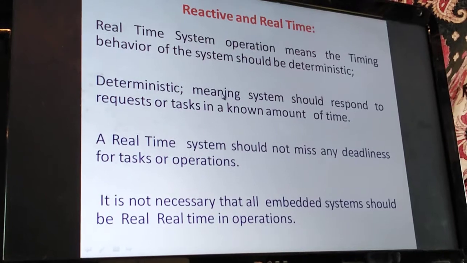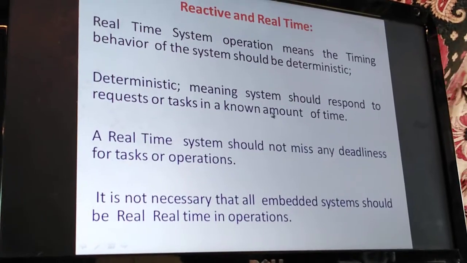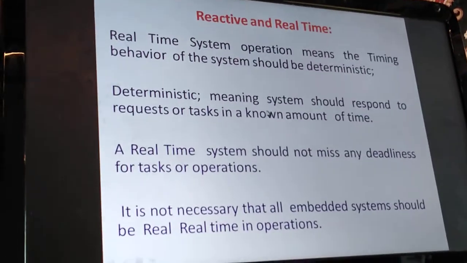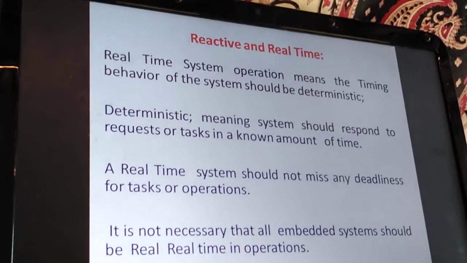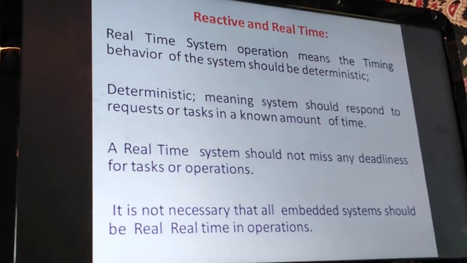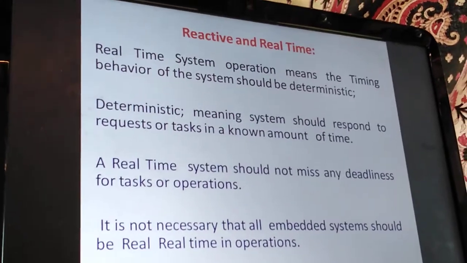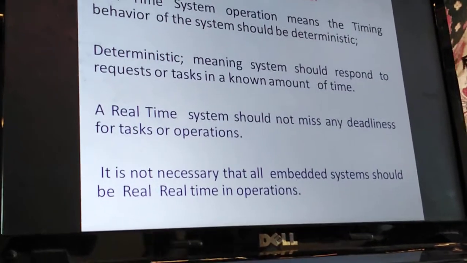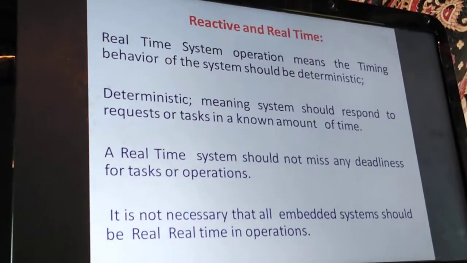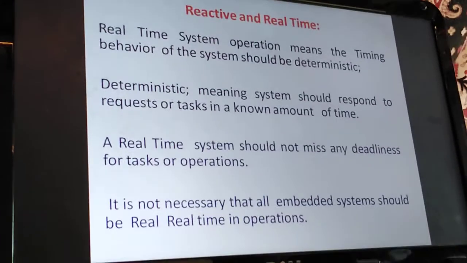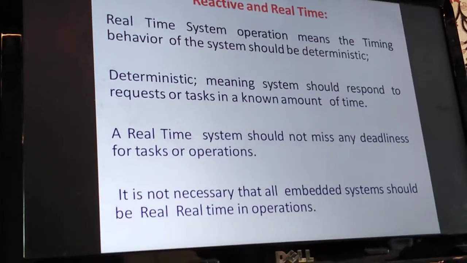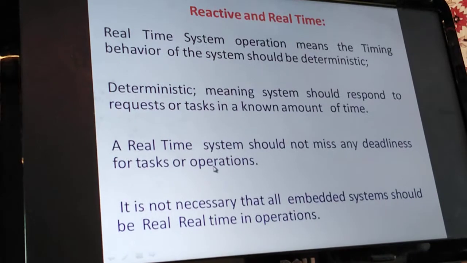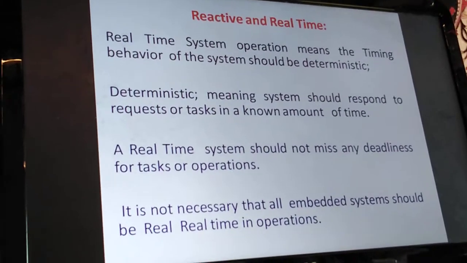Deterministic means the system should respond to a request or task in a known amount of time. The ATM designer may know how much time it takes to ask for the password as soon as we insert a card. It may be a few seconds, like 15 or 30 seconds or something. It should not go beyond that. Then a real-time system should not miss any deadlines for tasks or operations. If the deadline is missed, sometimes it will cause a disaster also.